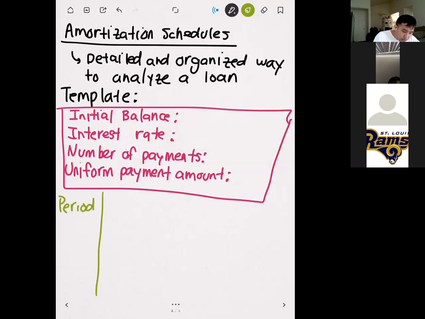The first column is the period. The period just states what number payment you're on, or what month or year it's been since the loan has started. Usually, this is just a numbered list that goes from 1, 2, 3, all the way up until you reach the number of payments that you've agreed to.